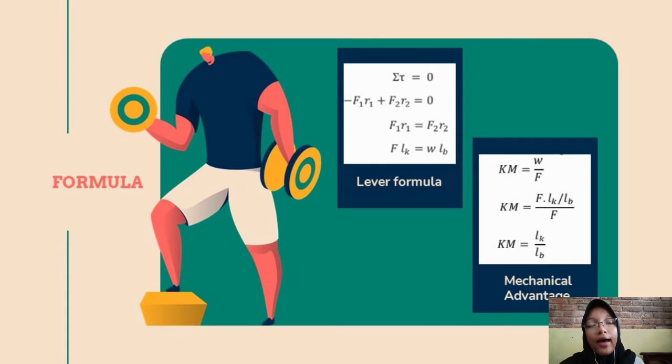And a lever has its formula, and the lever formula is the derivation of the torque formula, that is F times LK equal to W times LB. And to create a great lever, you have to evaluate the mechanical advantage, that is the ratio of the output force to the input force of the lever, by this formula, as you can see in the slide.